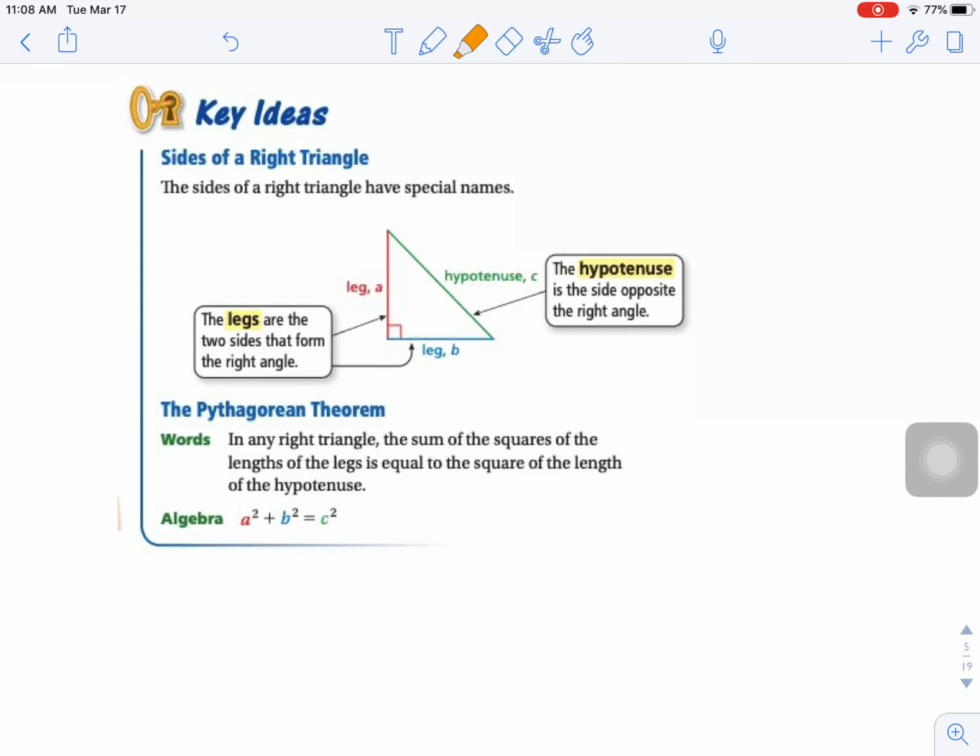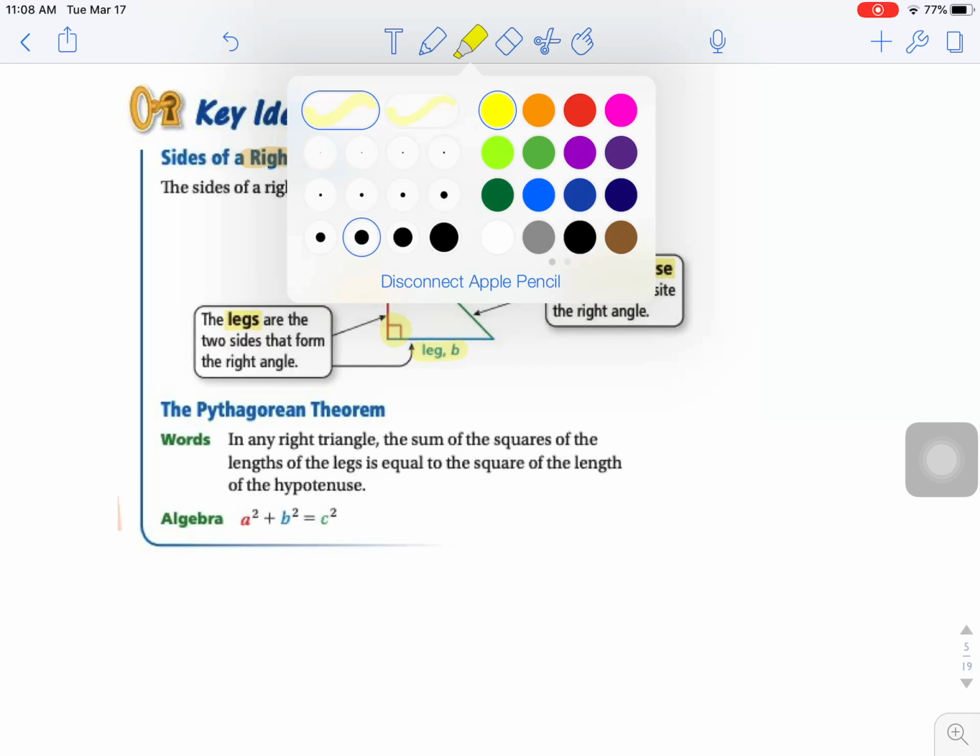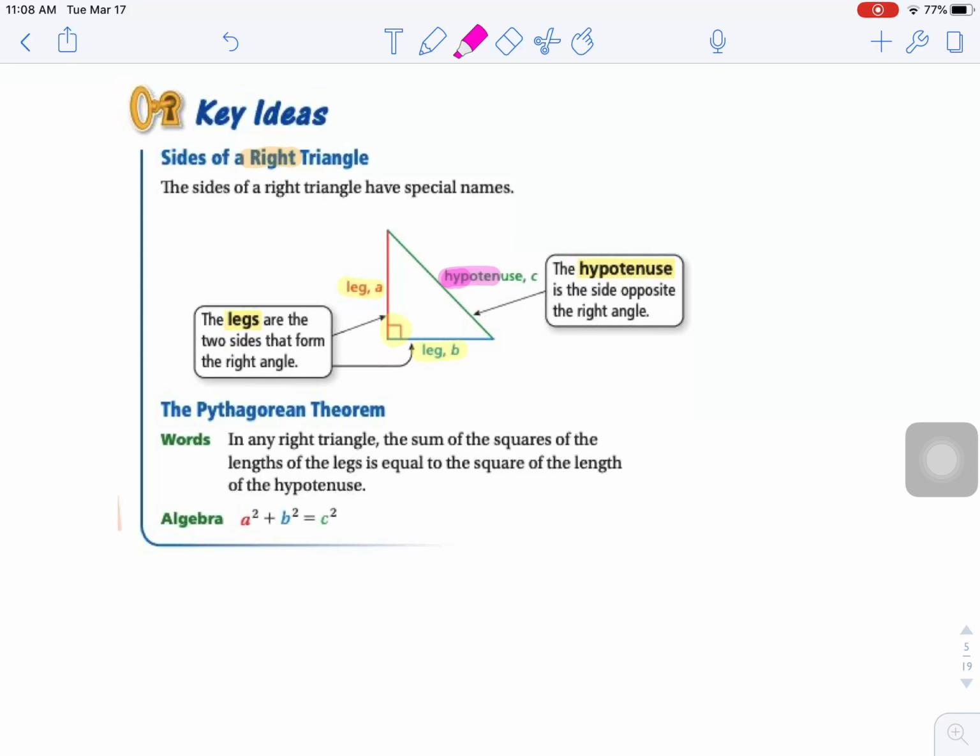It's important to note that this is used to find sides of a right triangle. So we can only use this theorem if we have a right triangle. And the sides of our triangle, it's important that we know these terms. So we have two legs, leg a and leg b, and that is where our right angle is formed. Then the hypotenuse, that is the longest side, and it's the side opposite the right angle.